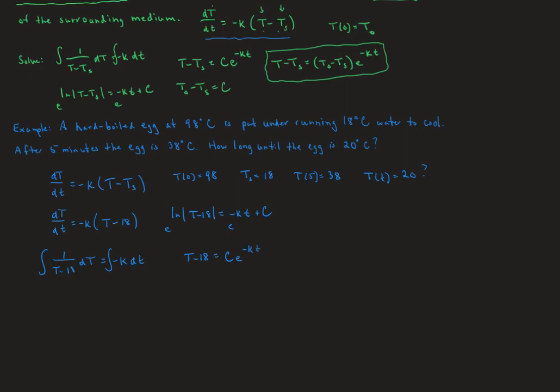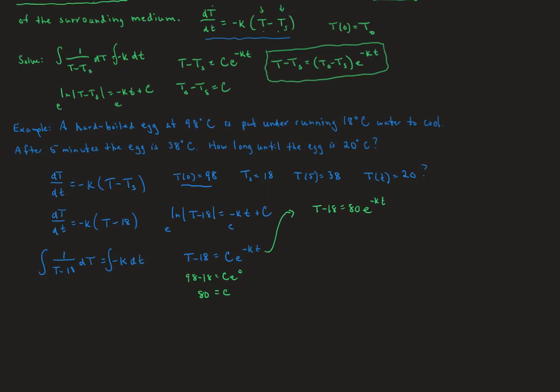So hopefully this is getting a little bit more routine. Now we have two things we don't know, the C and the k, and so we need two initial conditions, which we have. Here's our first initial condition. If we plug in 0 for t and 98 for the capital T, we're going to get 98 minus 18 is C e to the 0. So that's going to tell us that C is 80. So we've now upgraded our equation. Now we have T minus 18 is 80 times e to the negative kt.